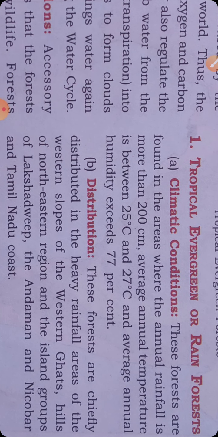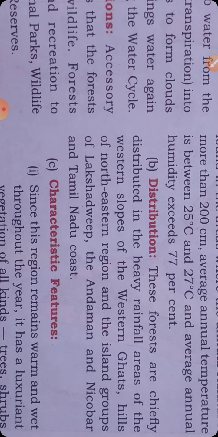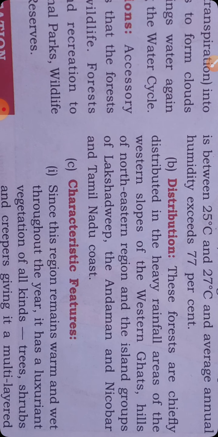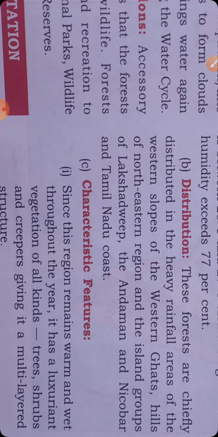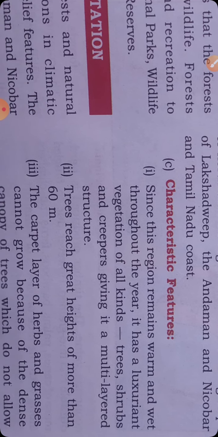These forests are found in the areas where annual rainfall is more than 200 centimeters. Average annual temperature is between 25 degrees Celsius and 27 degrees Celsius. And average annual humidity exceeds 77%. Distribution: these forests are chiefly distributed in heavy rainfall areas of the western slopes of the Western Ghats, hills of the northeastern region, and the island groups of Lakshadweep, Andaman Nicobar, and the Tamil Nadu coast. So these are the places where evergreen forests are found.